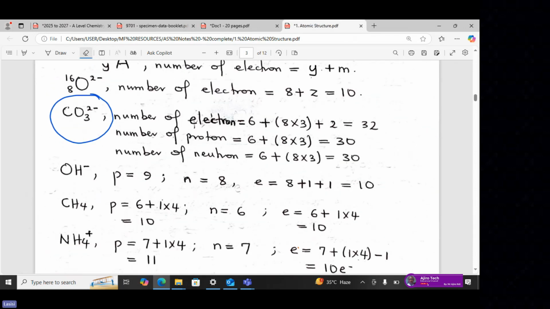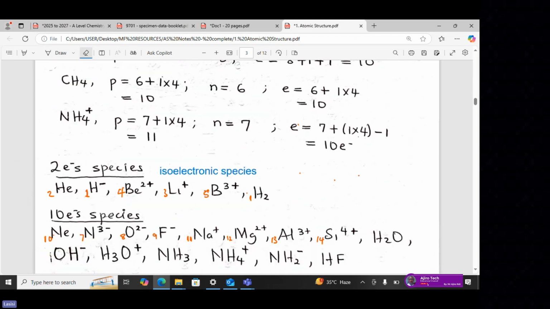Now, look at this. What does the word iso mean? Similar. Give me a scientific word that starts with iso, apart from isotope. Have you heard of isomer before? Isomers in organic chemistry. Now, iso means similar. So isotopes means same proton but different neutron. Isomer means same formula but different structure. Now, isoelectronic means same number of electrons.